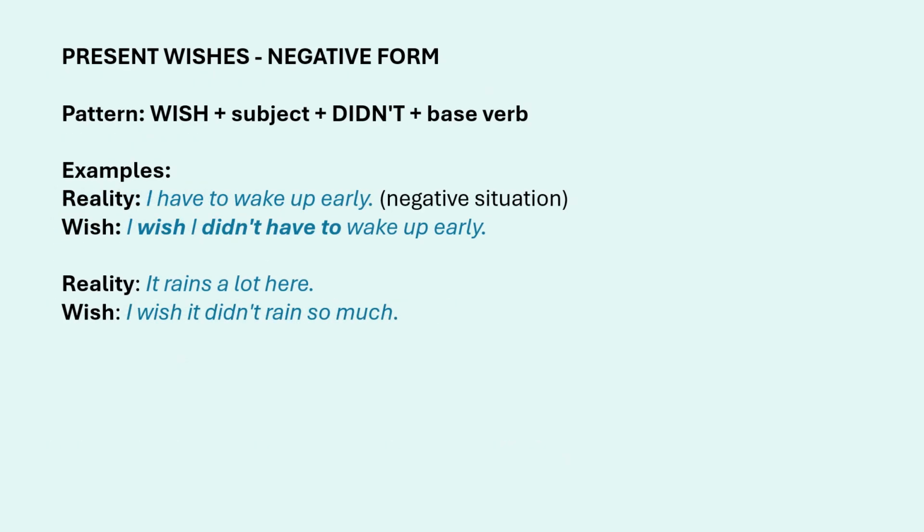Present wishes, negative form. Pattern: wish plus subject plus didn't plus base verb. Examples. Reality: I have to wake up early. Negative situation wish: "I wish I didn't have to wake up early." Reality: it rains a lot here. Wish: "I wish it didn't rain so much."